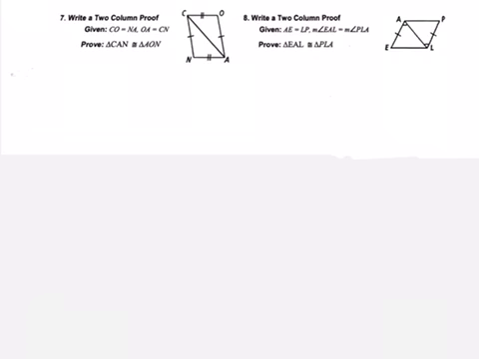Question 7, they've given us another two-column proof. They give us that CO is equal to NA and OA is equal to CN. So they're telling us the segments are congruent. They want us to prove that triangle CAN is congruent to triangle AON. So we're going to start by restating our given.